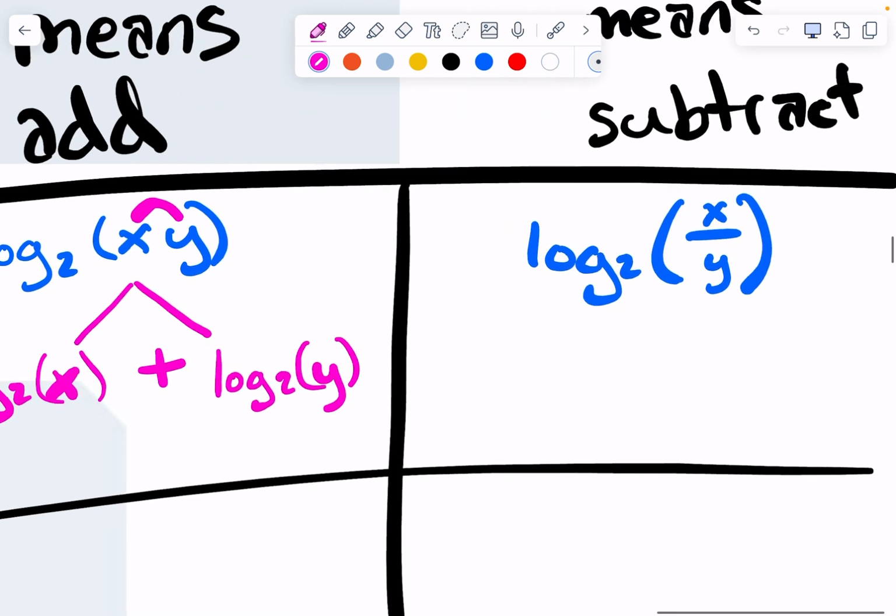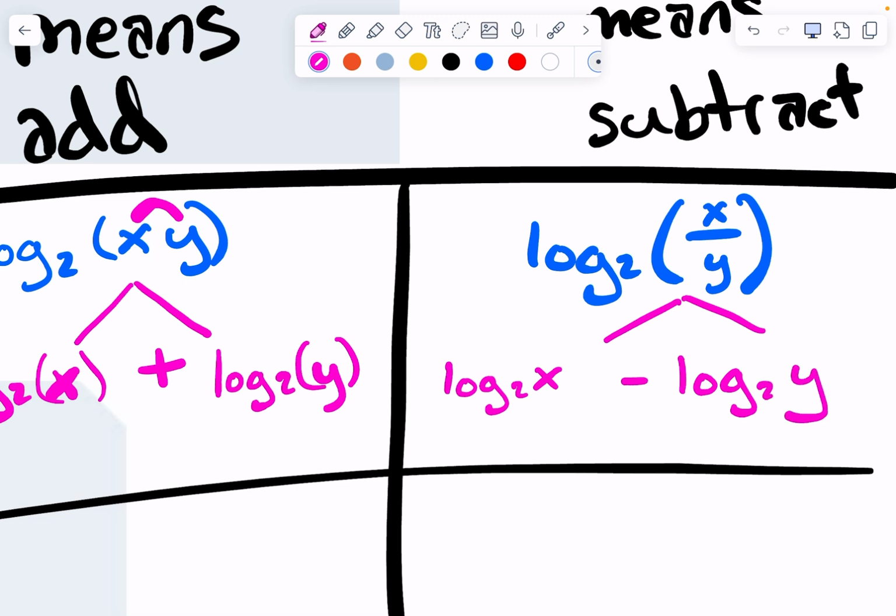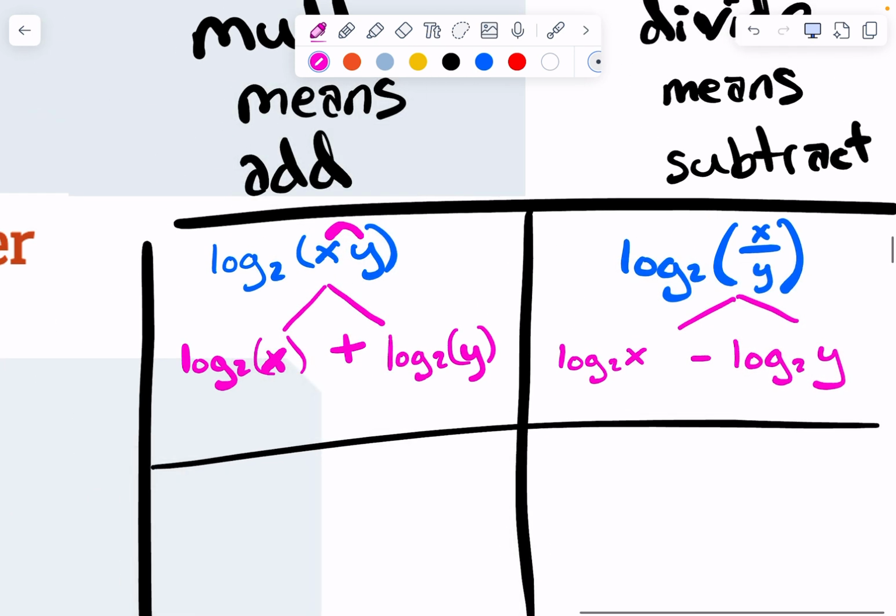Okay, what will this one look like? If I'm breaking them into 2 pieces. Log base 2 of X minus log base 2 of Y. Now, you don't necessarily have to have parentheses around those. You can around the X and the Y, it doesn't matter. Okay? So there is that.